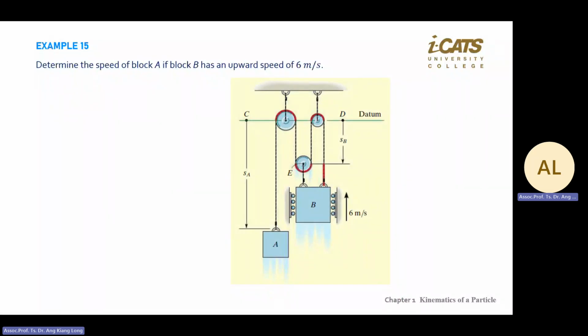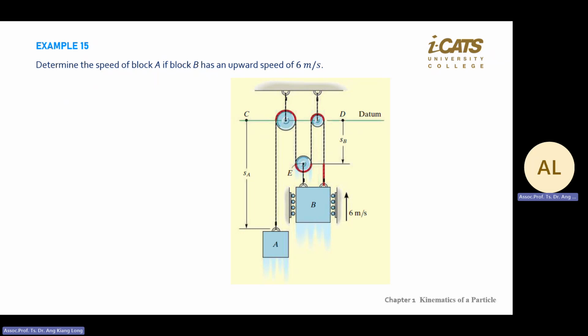Now the question asks you to determine the speed of A. Block B's upward speed is 6 meters per second. Observe the question. If you move A upward, what happened to B? Upward. If you move B, what happened to A? A goes down, right? If you move B, A will move down. Okay. Observe the datum. Datum, as A goes down, positive. So later you will get a positive sign for A because A moves down.